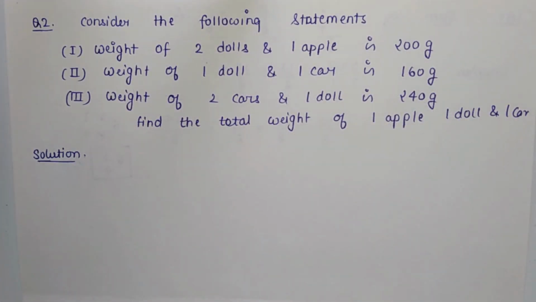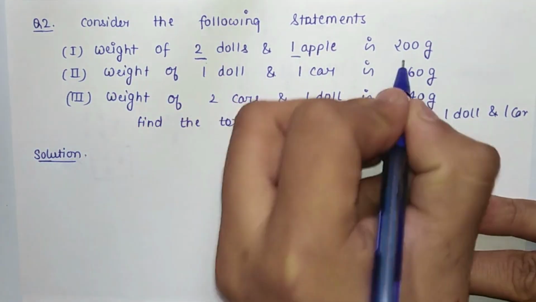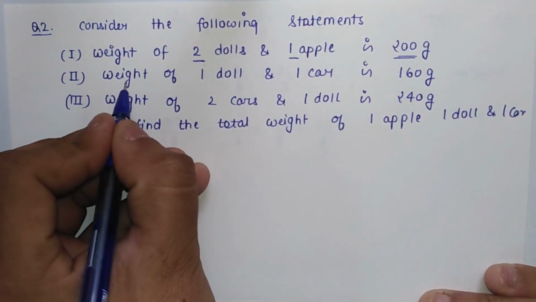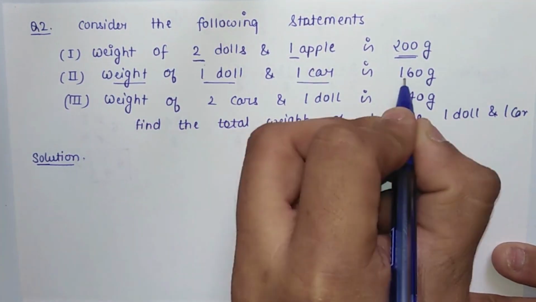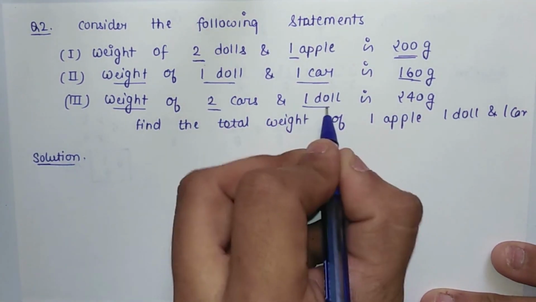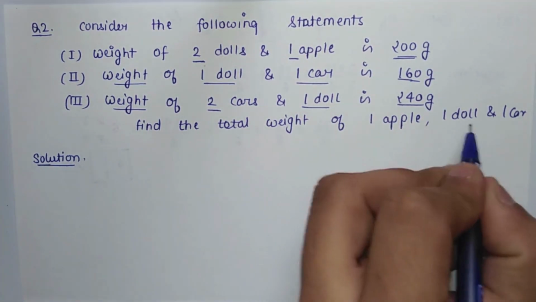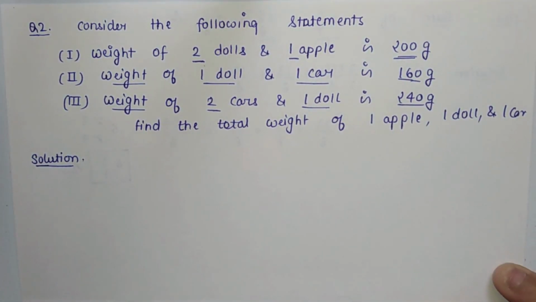Let's take a look at question number 2. In this question, we are given 3 statements. The first statement is weight of 2 dolls and 1 apple is 200 grams. Weight of 1 doll and 1 car is 160 grams. And the third statement is weight of 2 cars and 1 doll is 240 grams. We have to find the total weight of 1 apple, 1 doll and 1 car.